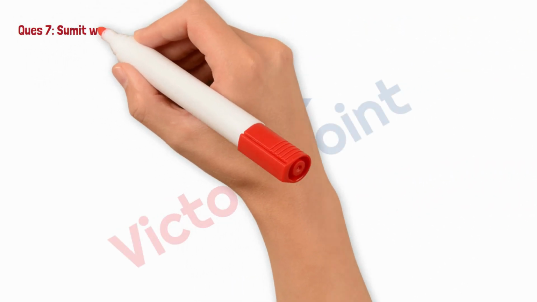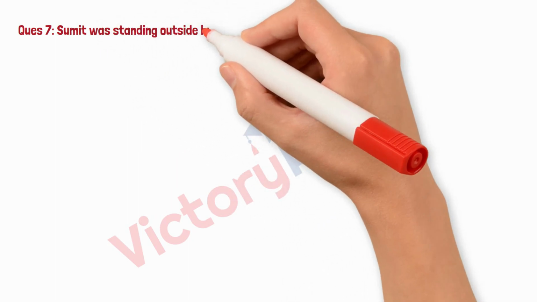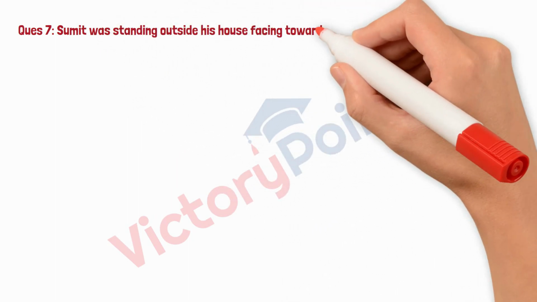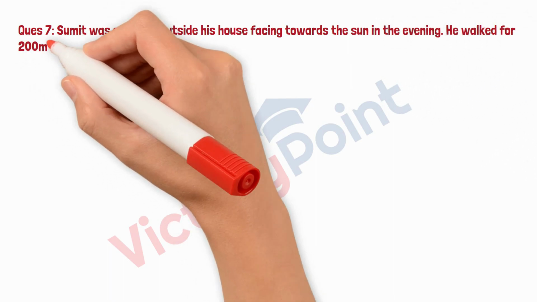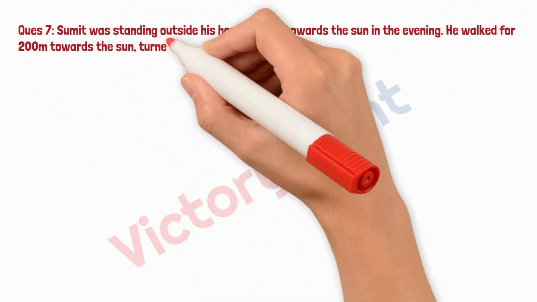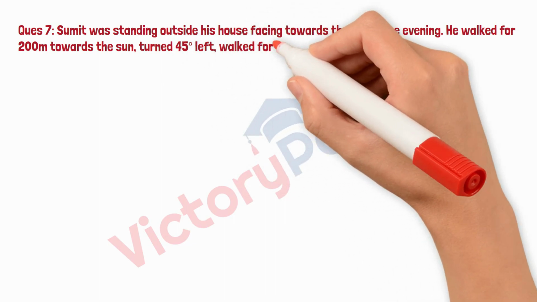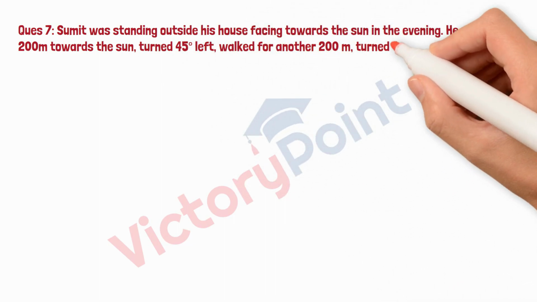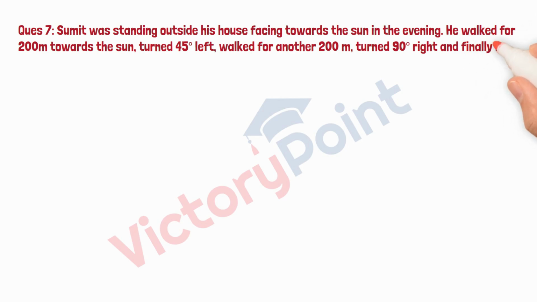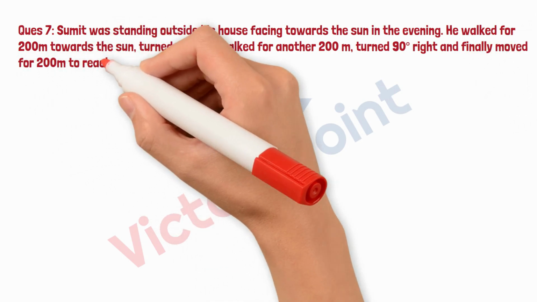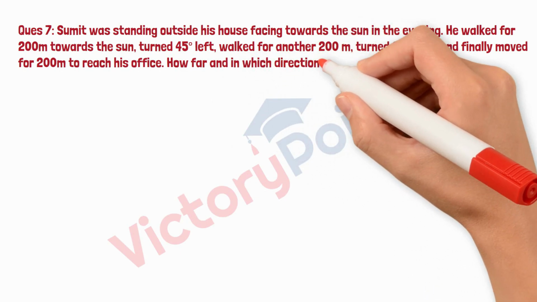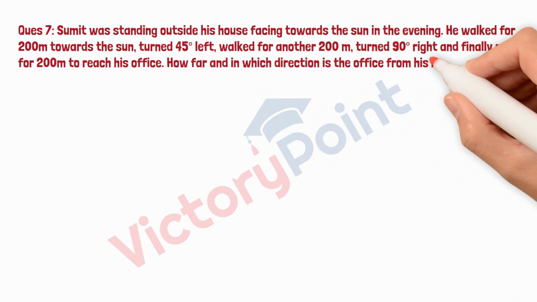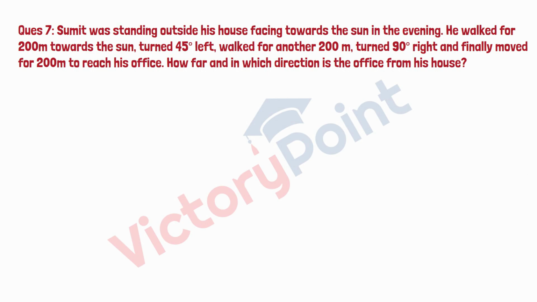Sumit was standing outside his house facing towards the sun in the evening. He walked for 200 meters towards the sun, turned 45-degree left, walked for another 200 meters, turned 90-degree right, and finally moved for 200 meters to reach his office. How far and in which direction is the office from his house?